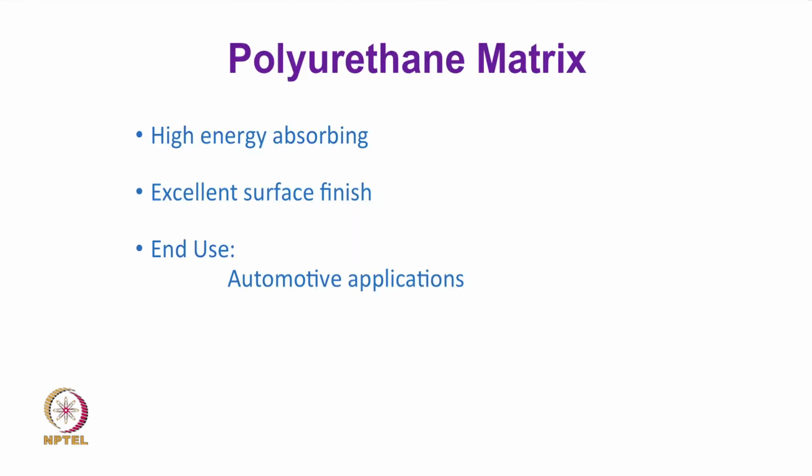Polyurethane is another thermoset matrix. The characteristics are a tough material, good impact resistance, good surface quality. So, polyurethane matrices are used in bumper beams and automotive panels. There we need toughness and good impact resistance characteristics. That is why in those places polyurethane thermoset matrix is used.